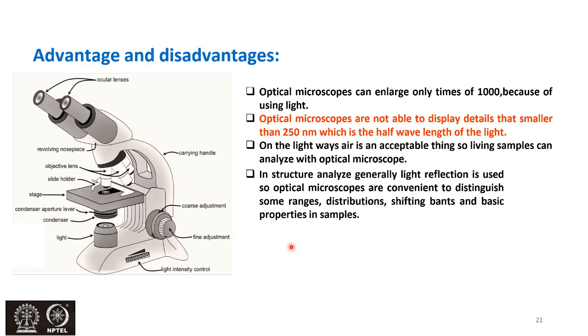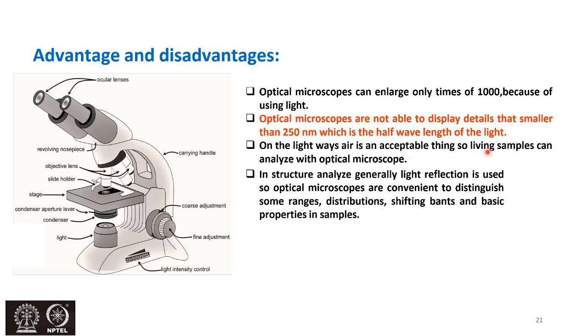Then the advantages and disadvantages, some of which I already told you. I'll repeat. The optical microscope can enlarge only up to 1,000 times mostly, even if I use multiple lenses. The limit is only up to 1,000 times, not more than that, because we are using light as a source. Lambda by 2 is the condition, and that is a limitation. Because of that, the smallest detail is 250 nanometers. Beyond that, we are not able to observe with the optical microscope. And the light source, air, is an acceptable thing.